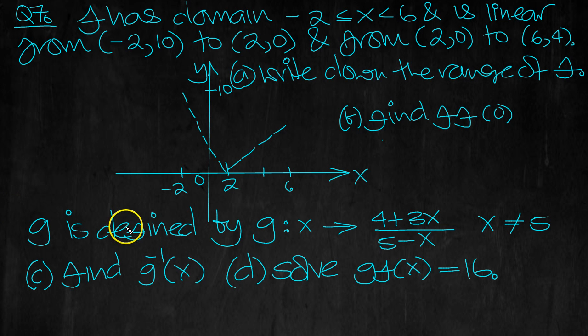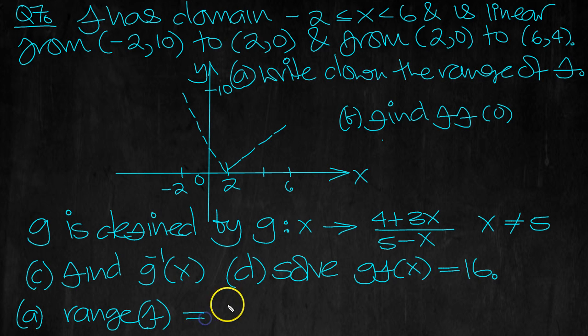Right, I've summarized it here then. We've got a linear function from here to here and from there to there. Write down the range of f. Well, the highest point here on the picture is 10, and the lowest point is 0, and every point is included in between. So A, the range of f equals, it would be from 0 up to 10, wouldn't it, inclusive?